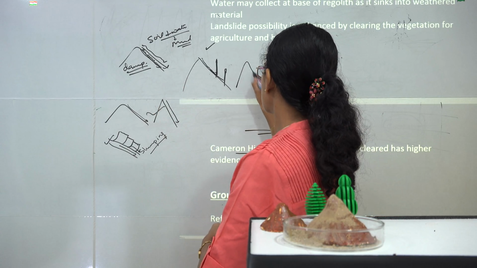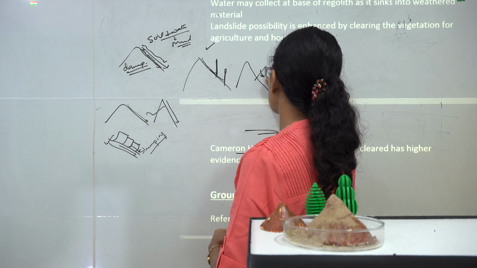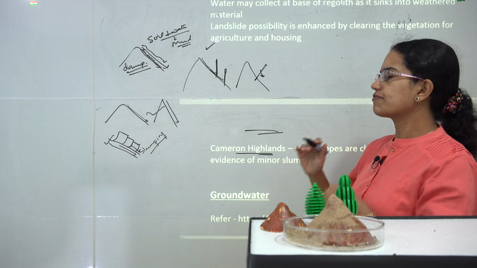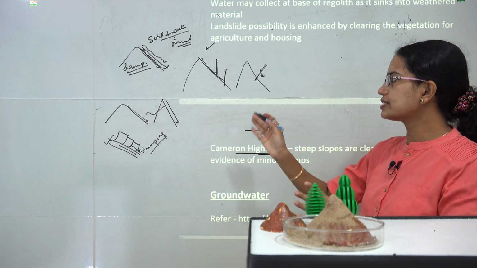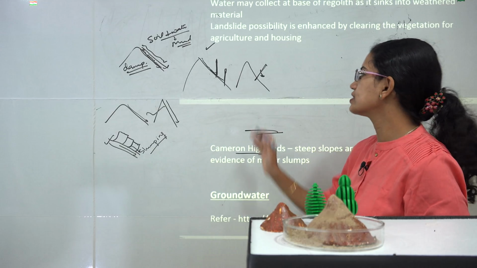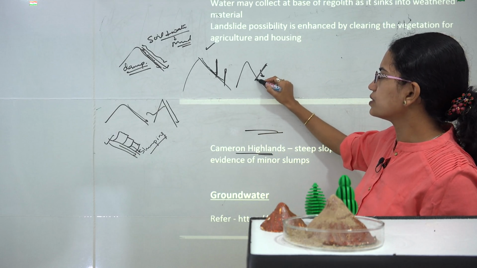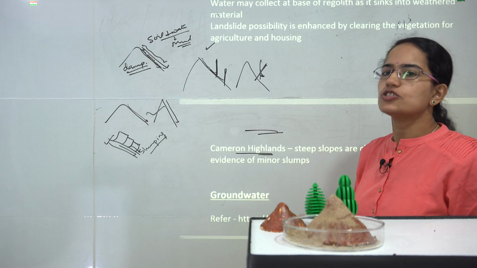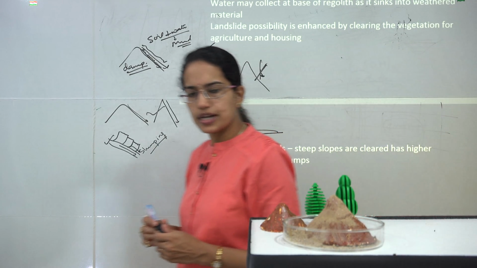So this vertical pole would tilt, and therefore on the hilly areas, or if you go to any hill stations where there are frequent landslides, you would see most of the poles that are seen are tilted and are not vertical. So that's again very important to understand here.